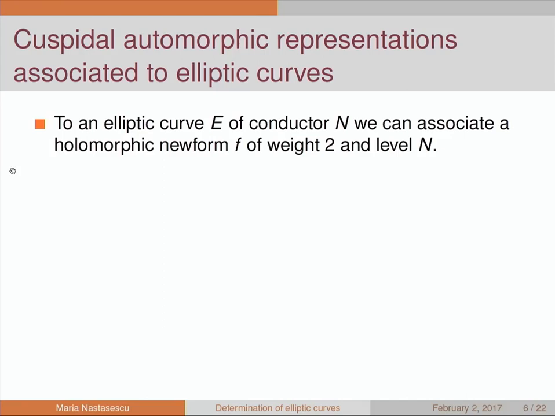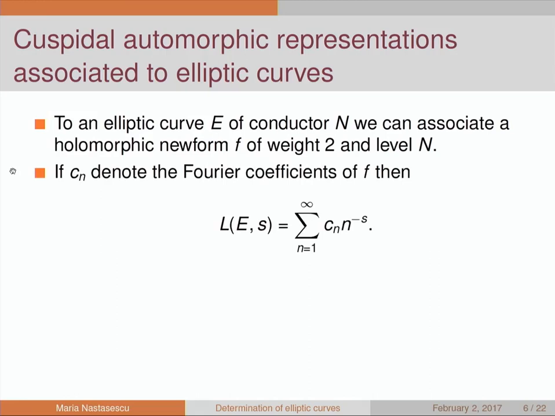Okay, so to solve this problem, I will need to make the connection between the world of elliptic curves and the world of classical automorphic representations. To an elliptic curve E of conductor N, we can associate a holomorphic newform f of weight 2 and level N. There's a relation between the Fourier coefficients of f and the terms that appear in the Dirichlet series. So the L function of E has a Dirichlet series expansion given by the sum from n equals 1 to infinity of c_n n to the power minus s, where the c_n are exactly these Fourier coefficients.